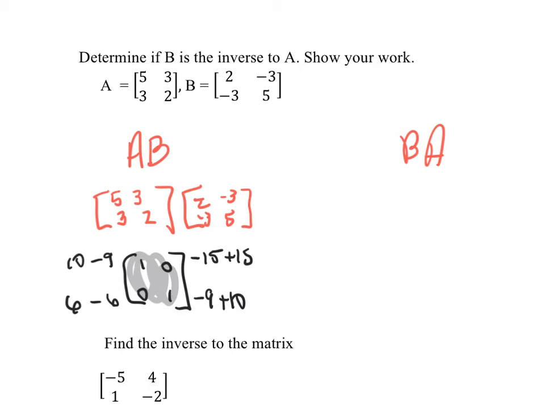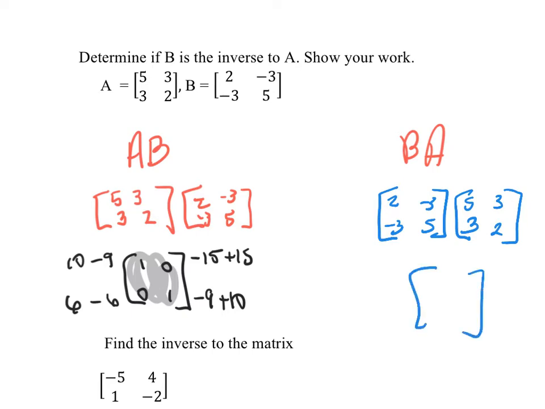So now we multiply the other way. Instead of A times B, we're just going to do B times A. We got to check if we create the identity matrix again, then we've proven that they're inverses. So B is 2, negative 3, negative 3, 5. And A is 5, 3, 3, 2.